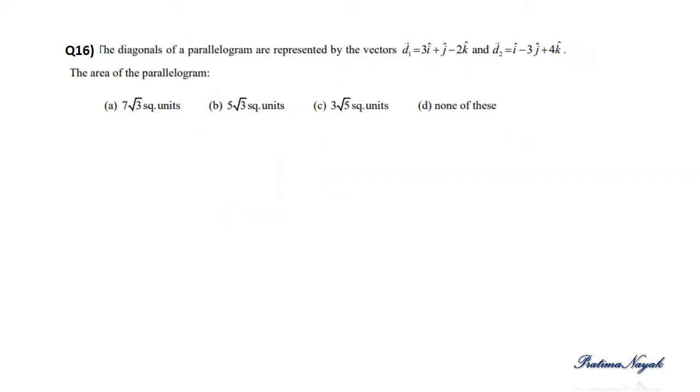The diagonals of the parallelogram are represented by the vectors d1 vector 3i cap plus j cap minus 2k cap, and d2 is given. The area of the parallelogram is asked. So we will apply the formula half of d1 cross d2. This will be i j k, 3 1 minus 2 and 1 minus 3 4. So this will be minus 2i plus 14j and its modulus is equal to the answer.